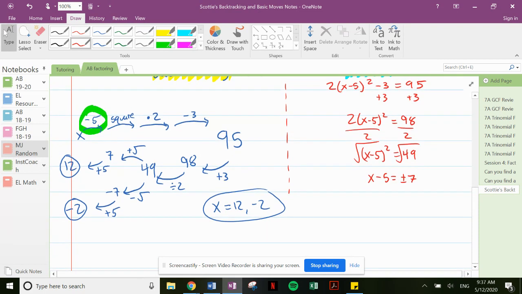So kind of like the zero product property here, I sort of am going to split this into 2 equations. One where x minus 5 equals 7. One where x minus 5 equals negative 7. Add 5 to both sides in both of these, and we get that x equals 12 and x equals negative 2. All right, hope you took some good notes on that.